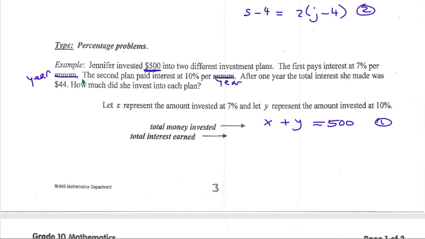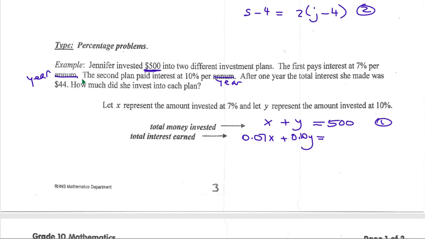The second equation is going to have to do with the interest rate. If she puts X dollars into an account and earns 7% interest on that, she will have 7% of X earned in interest. Same thing with the other one. She would have 10% of Y earned in interest. Okay, the amount of money she puts in the first account is going to get 7%. The amount of money she puts in the second account is going to get 10%. So that's how you calculate 7% of a number and 10% of a number.